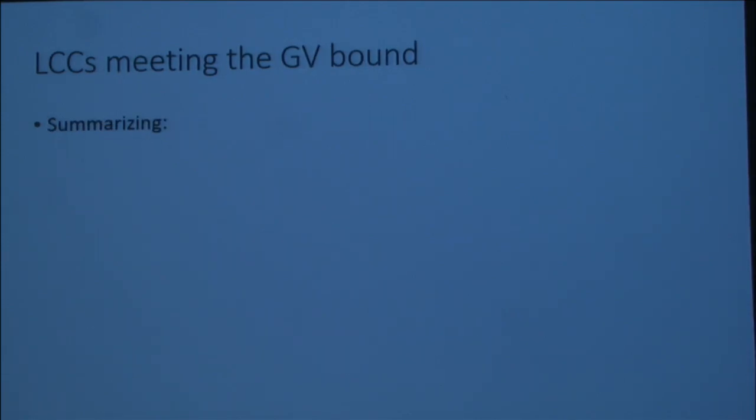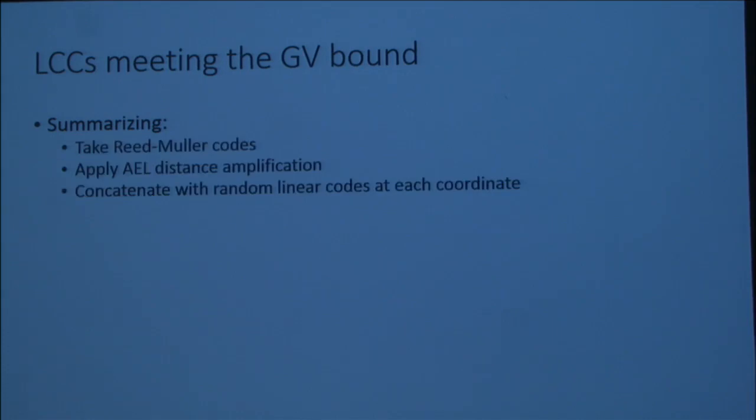I'll just summarize what this LCC part was. We take the Reed-Muller codes. They're locally list recoverable and locally testable. You apply this AEL distance amplification procedure, then the rate-distance trade-off improves, and you have to check that it doesn't affect the local testability that we have already claimed. It also doesn't affect local list recoverability. So that's good to know.